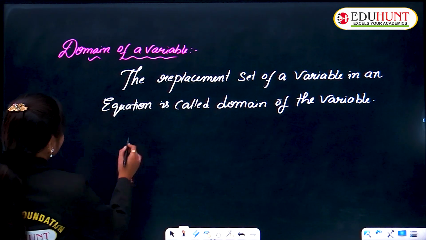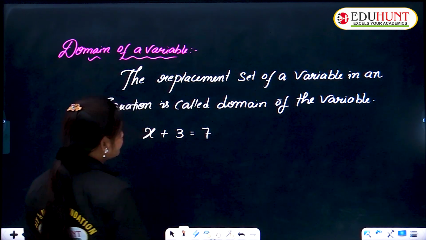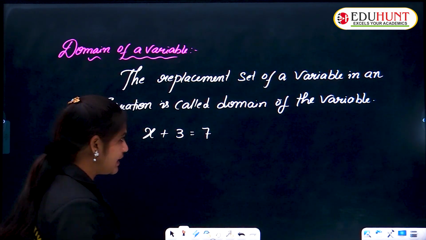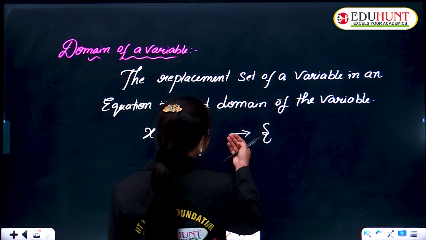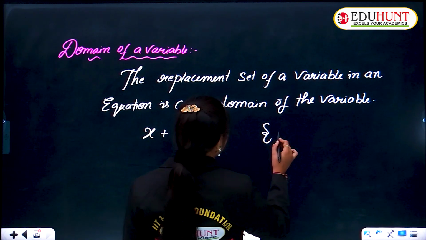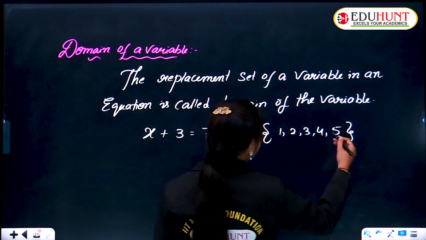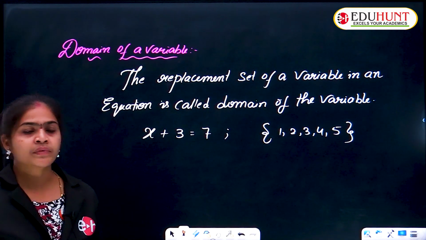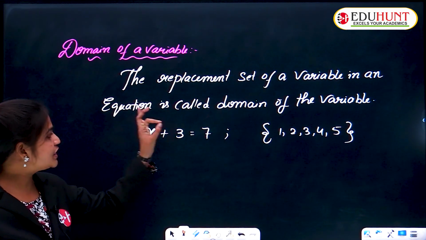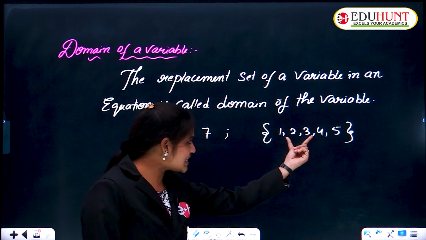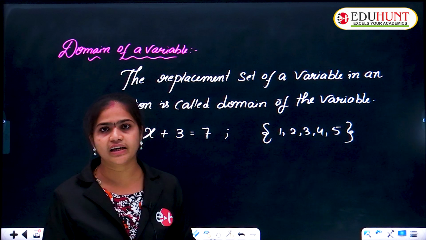For example, here x + 3 = 7, and its domain is given as a set: let x = 1, 2, 3, 4, 5. Here some values are given. Now check which value satisfies the equation, from this set of numbers only. That is called the domain of the variable.